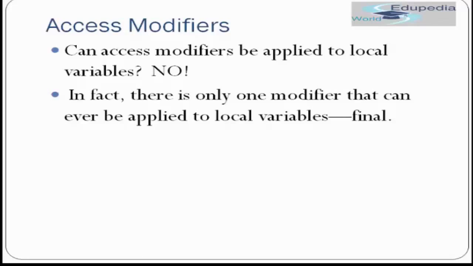Okay. So the second fact is that there is only one modifier that can be applied to a local variable, that is final. Well, final is not an access modifier, but it is a non-access specifier. We'll be studying about that in another tutorial. But as of now, you can see that a local variable can only be final. What is final? I think we'll be studying that concept later on. As of now, I think we should move forward.